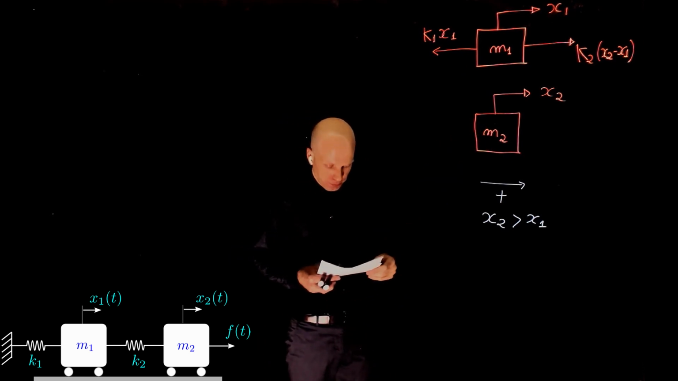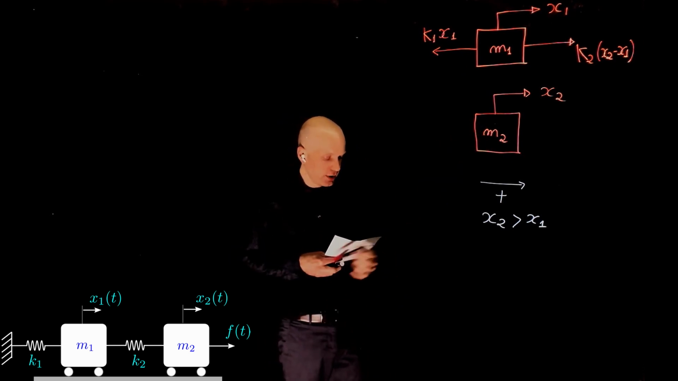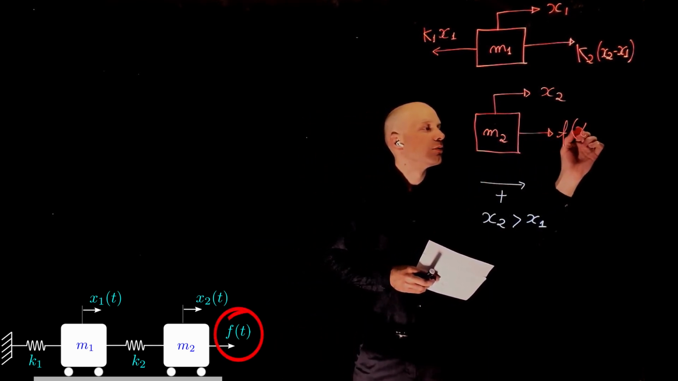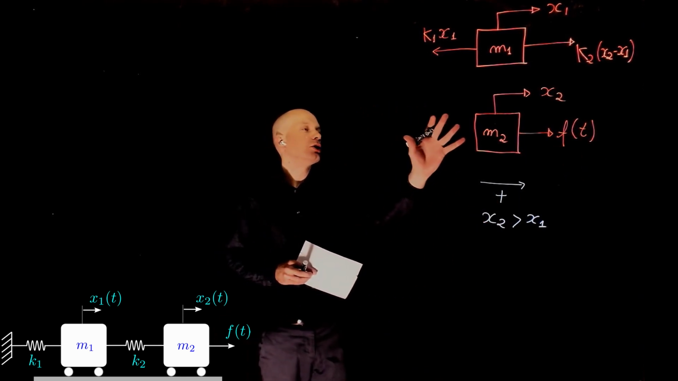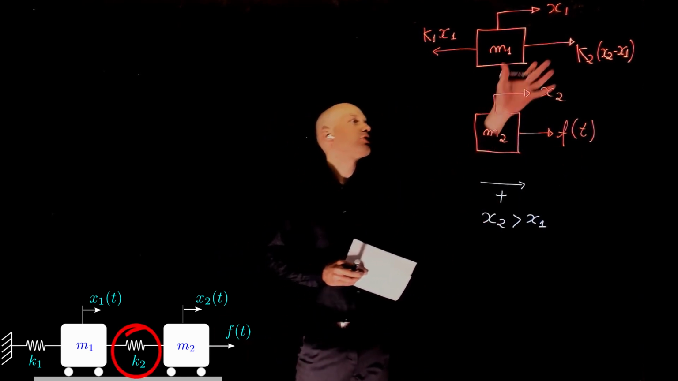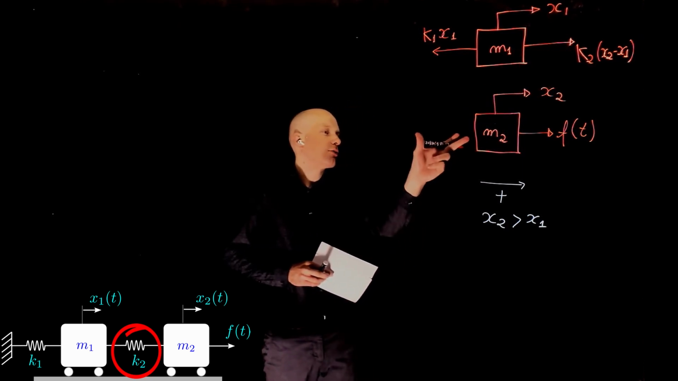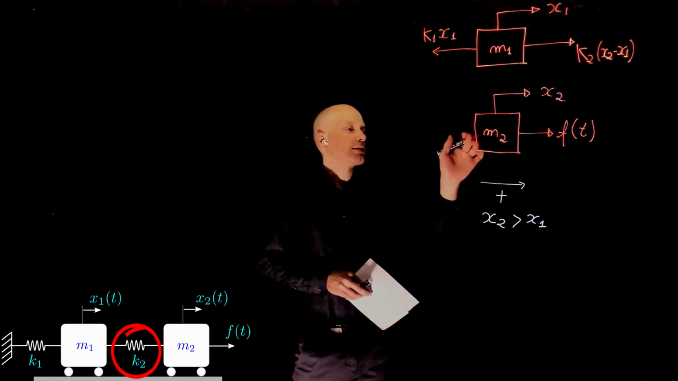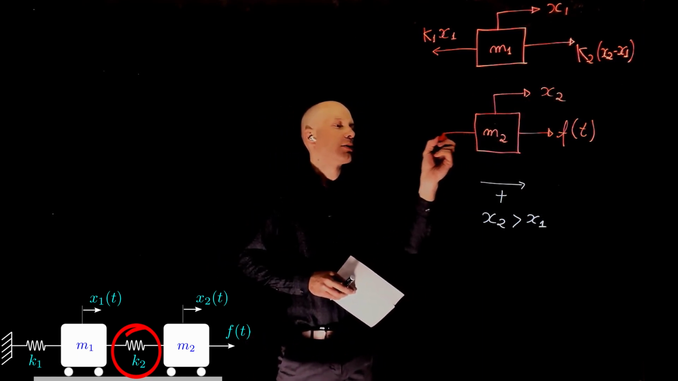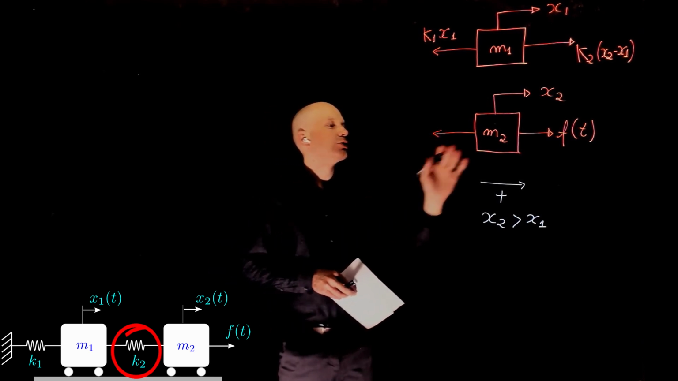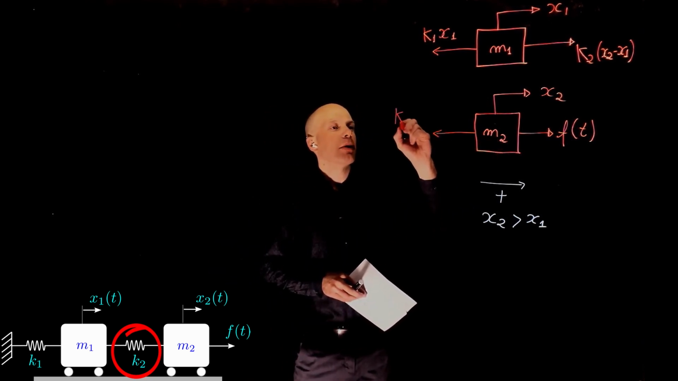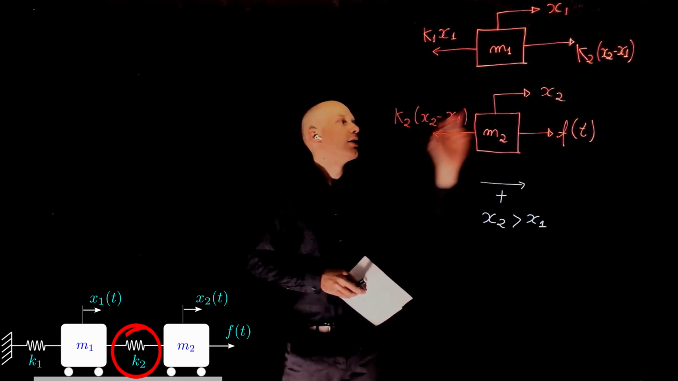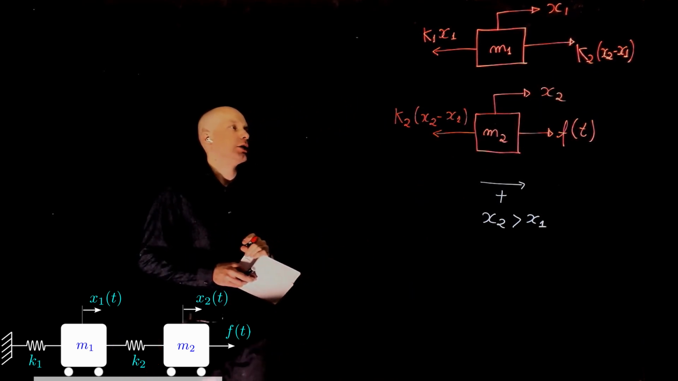For m2, if you look back at the diagram, we have an input force F of t that is applied here. And on the other side, these two are connected, so the force that acts on this side of m1 is, of course, the same as the one that applies on the left side of m2. It has an opposite direction, but the magnitude is the same. So the force pointing in this direction here, acting on m2, has a magnitude of K2 (x2 minus x1), which again is the same force that is being applied there.